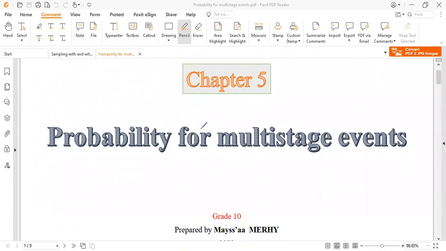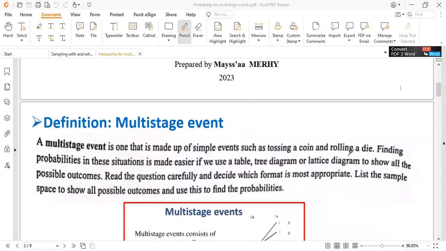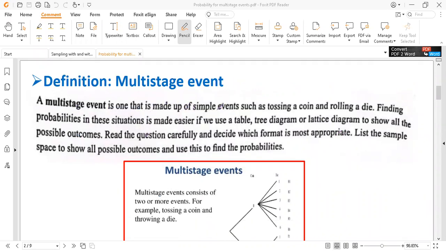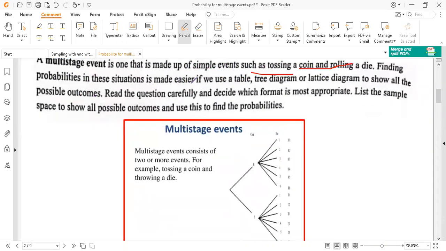Today we'll complete the chapter that we started in the previous session by introducing a new term, probability for multistage events. What we mean by a multistage event, as a definition, is one that is made up of simple events such as tossing a coin and rolling a die one after the other. Finding probability in this situation is made easier if we use a table, tree diagram, or lattice diagram to show all the possible outcomes and to find the elements of the sample space that we are willing to work in.